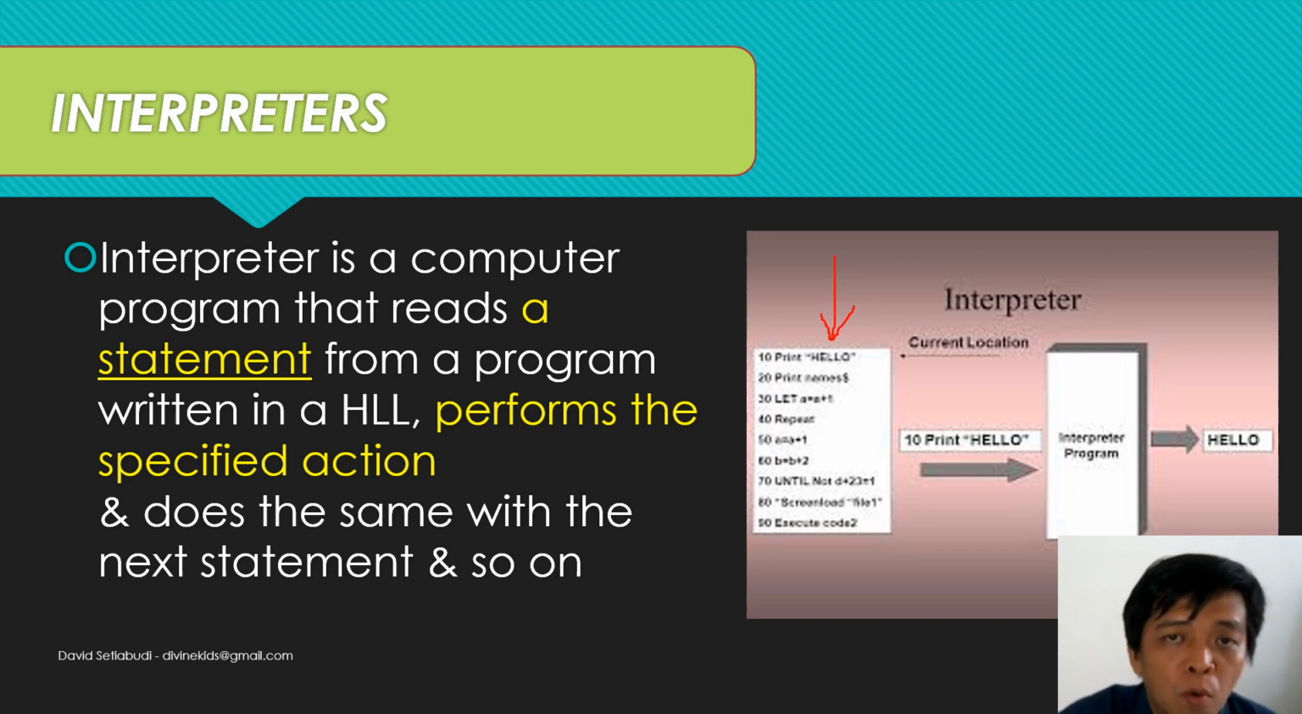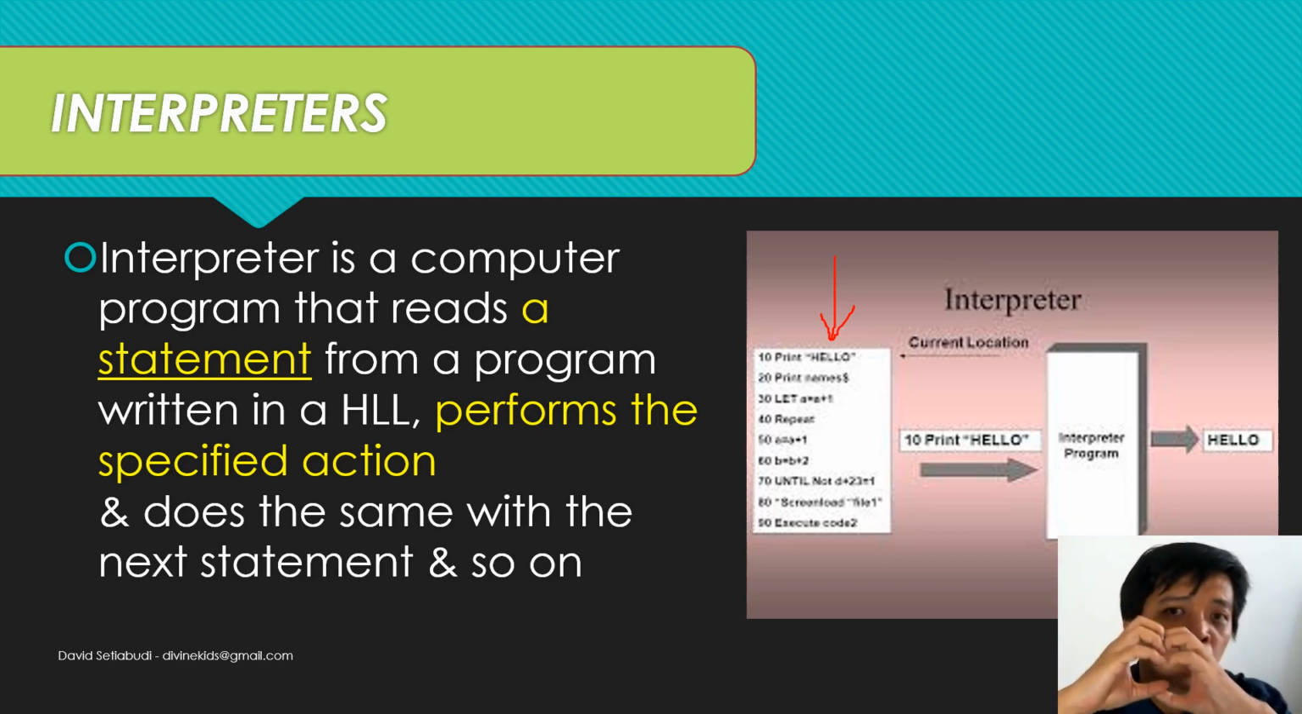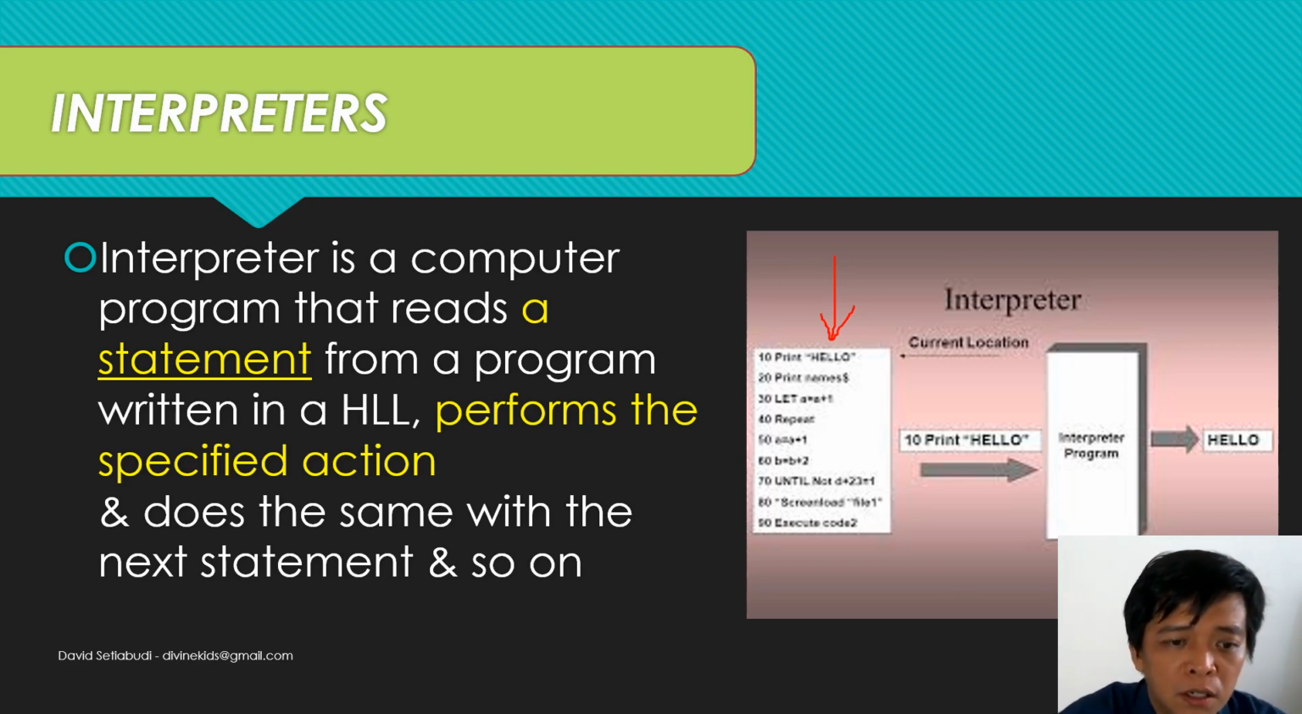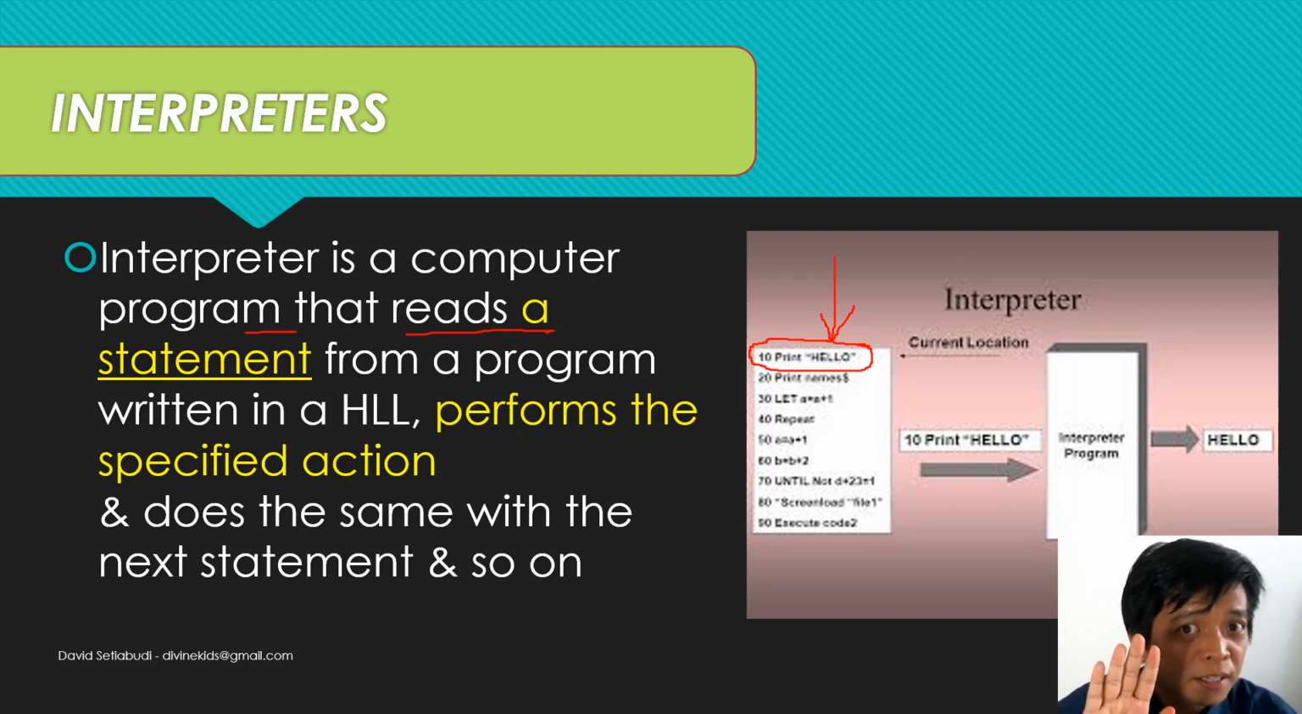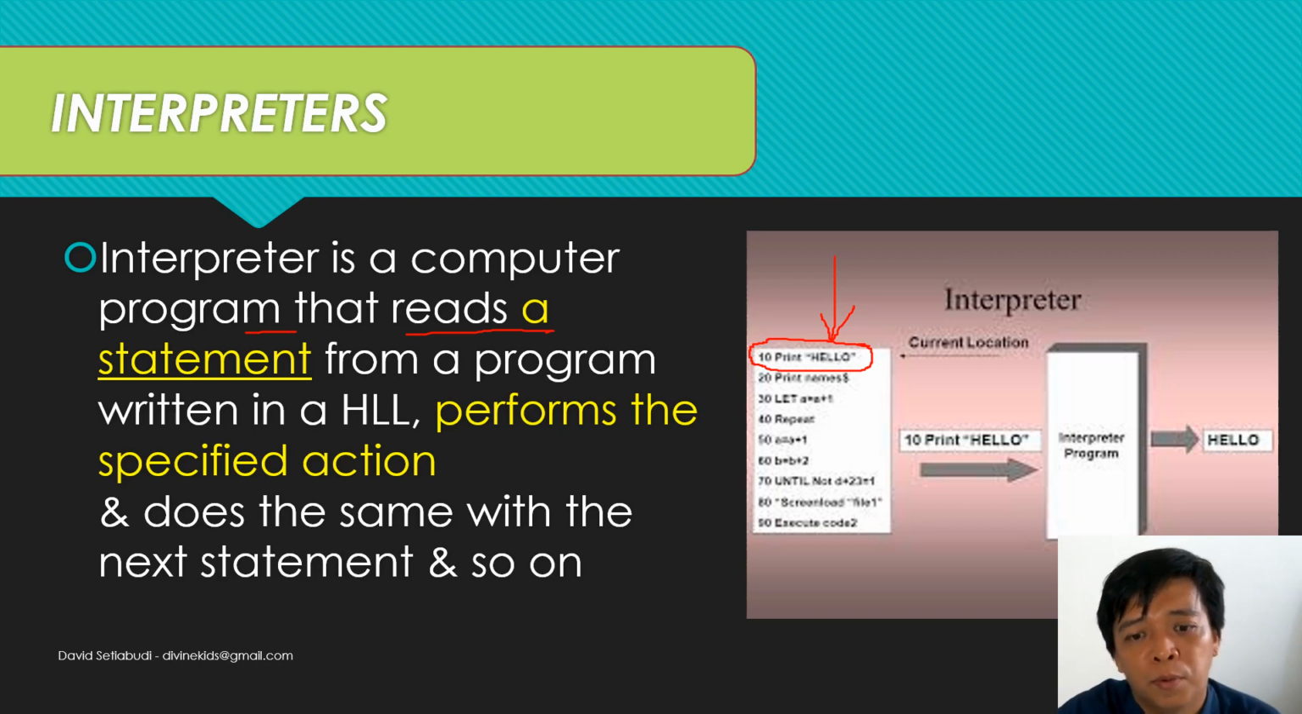So what does the interpreter do? It's different than compiler. Compiler does all of this into machine code, then executes it, but that will be later on. For interpreter, it will do line by line. Interpreter is a computer program that reads a statement only. Read just one statement first. Patience, wait for it, just one, okay? And then print hello goes to the interpreter program and says hello.